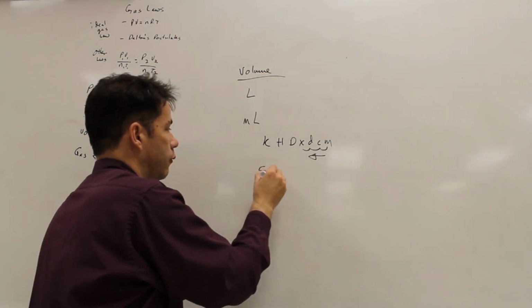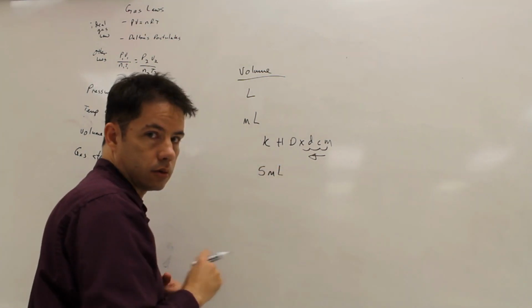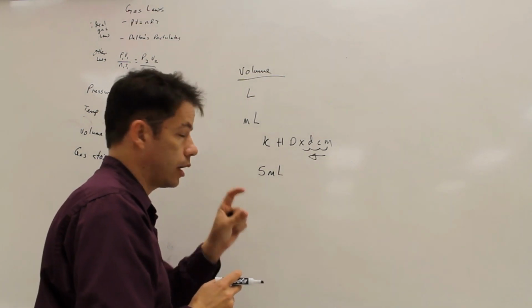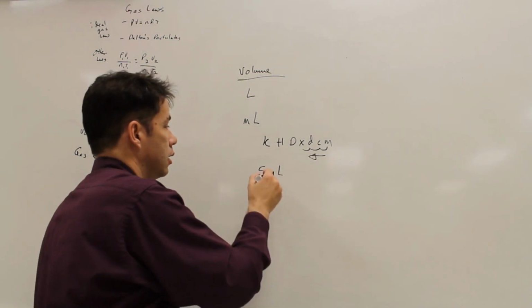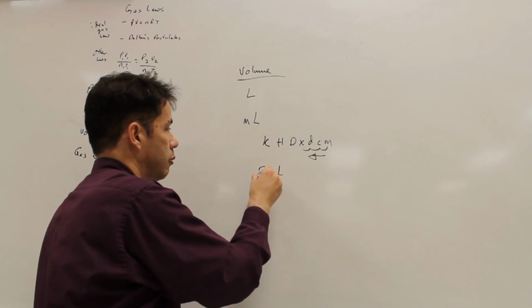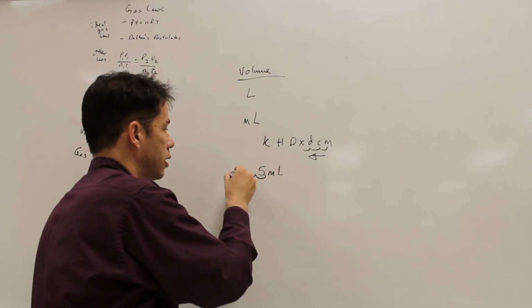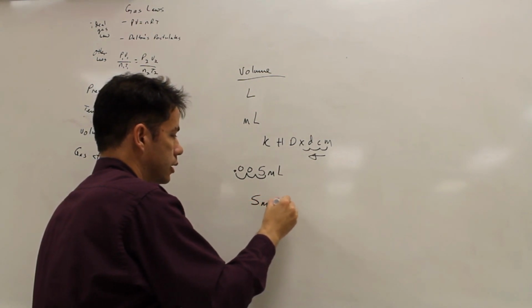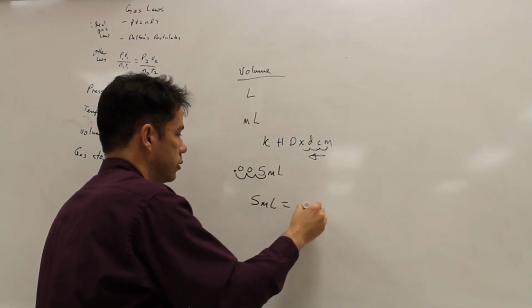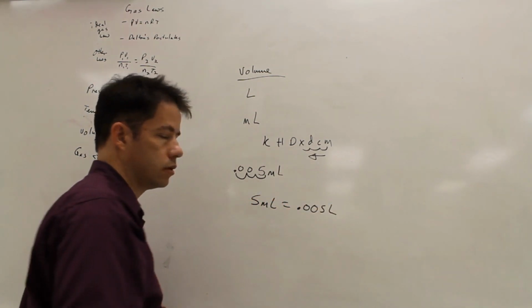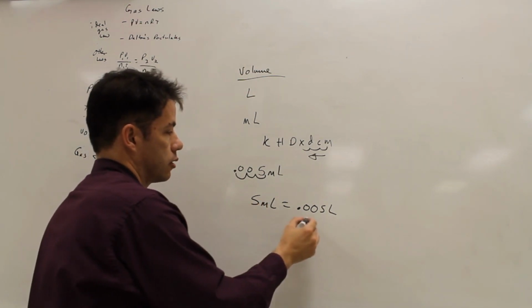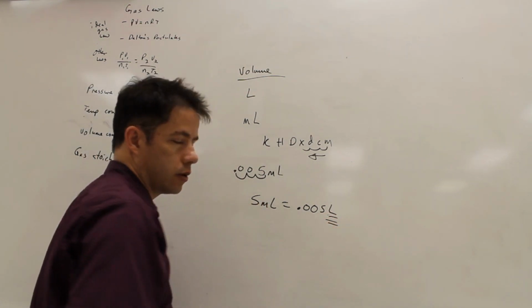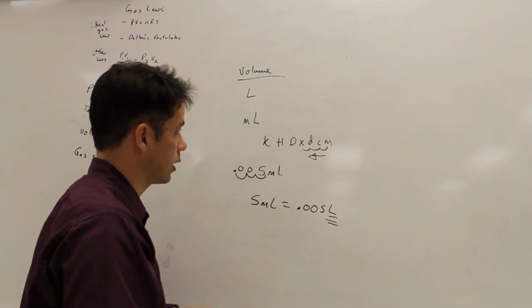If I measure 5 milliliters of liquid, kind of like what we did with our lab recently, I'm going to start here at my decimal and go 1, 2, 3: 0.005. So 5 milliliters is equal to 0.005 liters. You're going to do this a ton because we're going to have numbers in liters when we do our calculations.